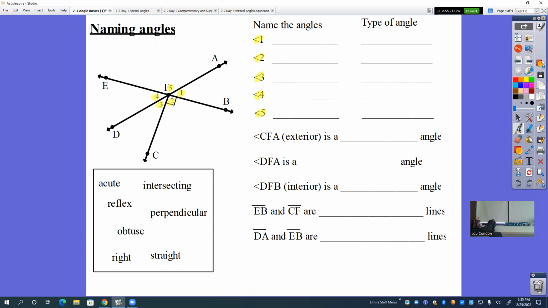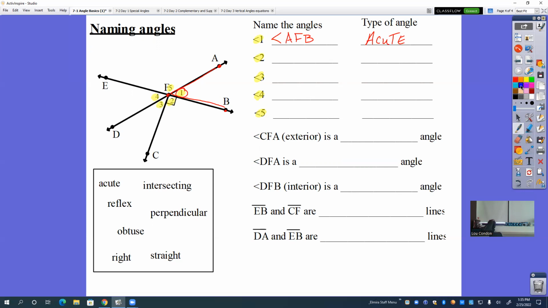So for angle number 1, we have A to F to B. So it would be angle AFB. And what type of angle would that make? It's clearly less than 90, so it would be an acute angle.